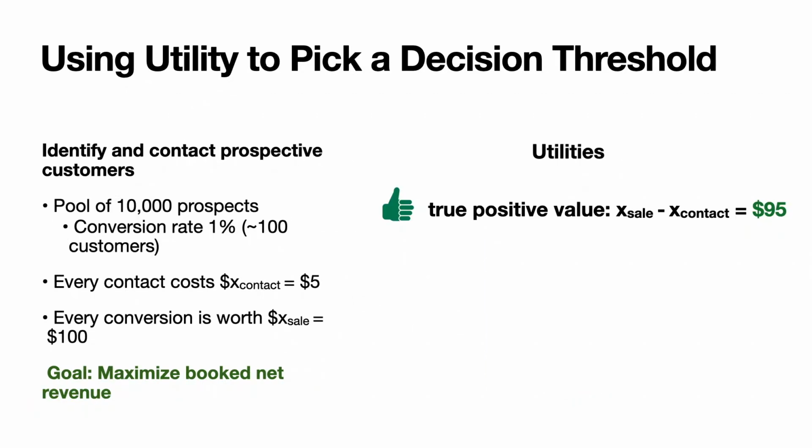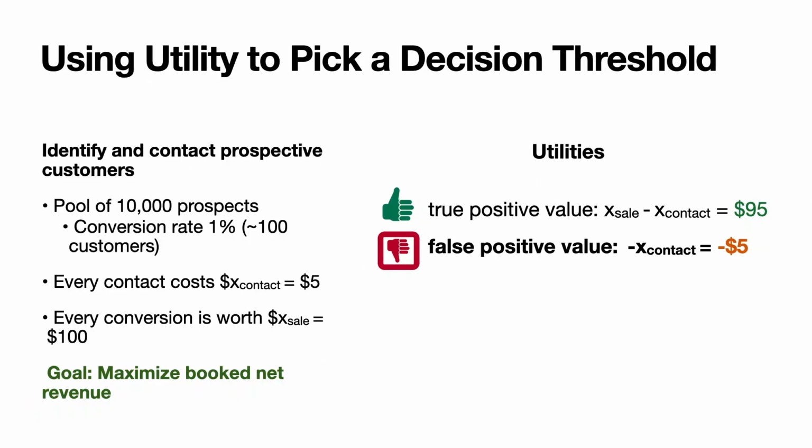True positive classifications are prospects that are contacted and convert. They bring in $100 on average, minus the cost of contacting them, so we will value them at $95. False positive classifications are contacted prospects who don't convert. They cost $5 for the call.